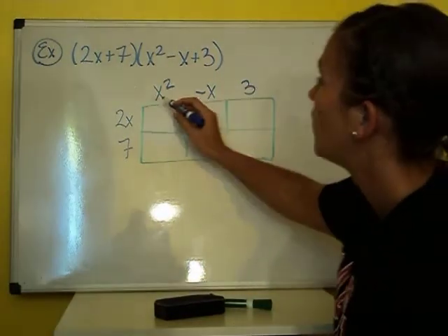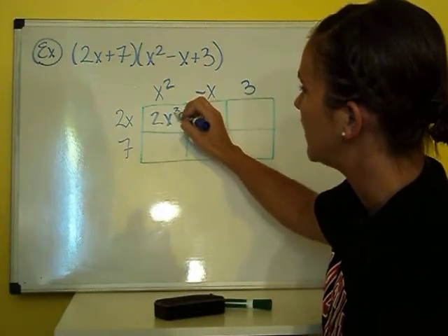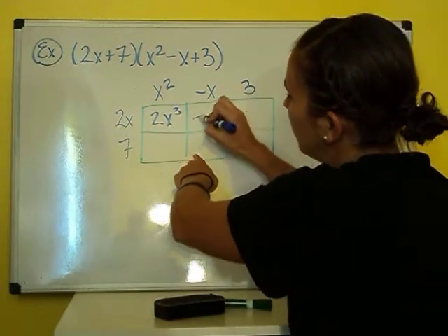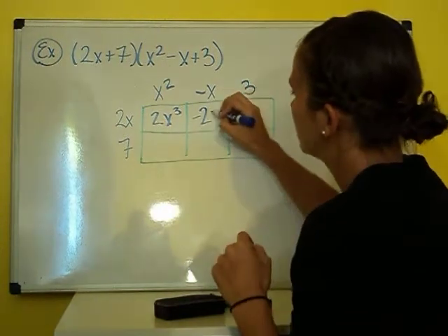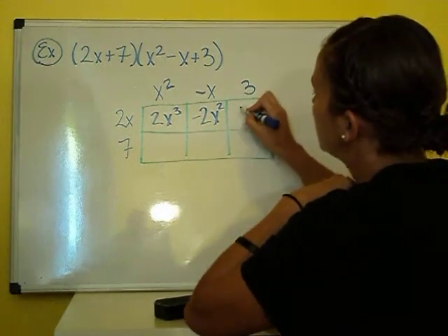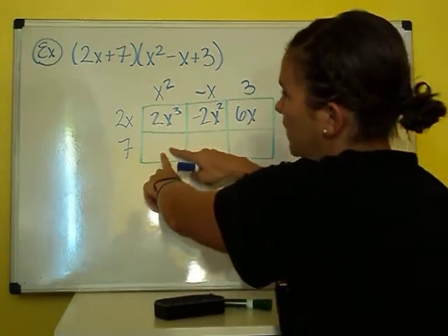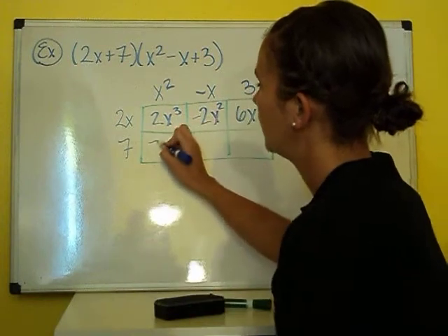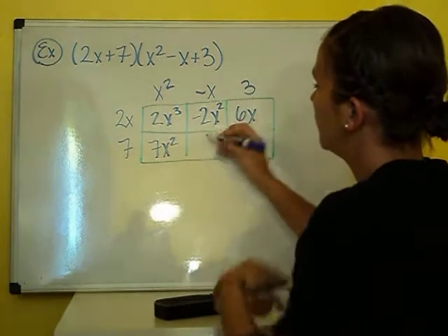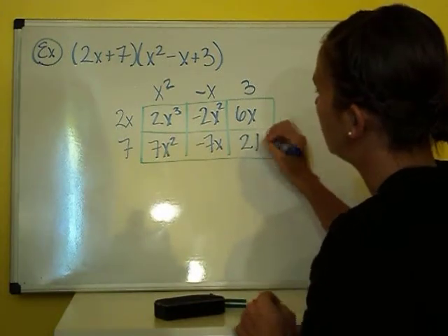And here we go. Multiply coefficients, 2 times 1 is 2. X times x squared is x cubed. This one I have negative x times 2x. 2 times negative 1 is negative 2. X times x is x squared. This one I have 3 times 2x. 3 times 2 is 6. X times 1 is x. Here, I have x squared times 7, which gives me 7x squared. This one, I have negative x times 7, which is negative 7x. And here, I have 7 times 3, which is 21.